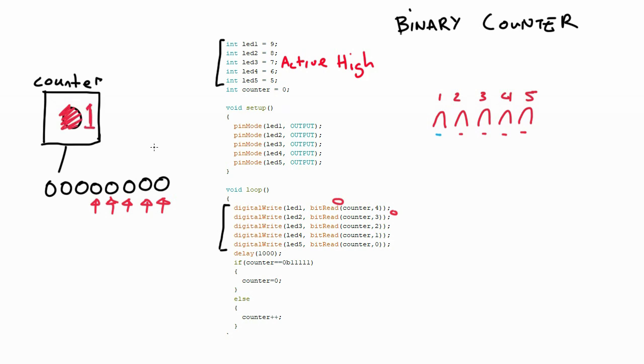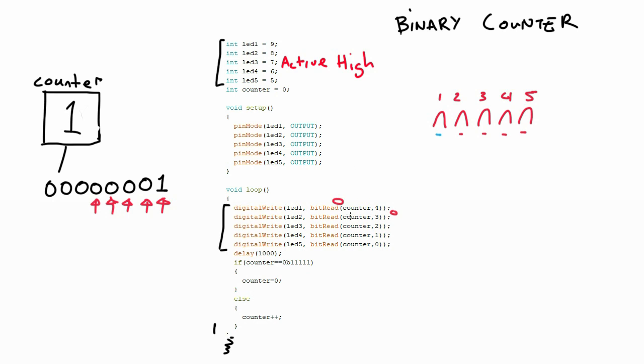And in binary, 1 is just 0, 0, 0, 0, 1. Then we go back up to the top of our loop. I don't know why the brace is missing there. And we go through this again.